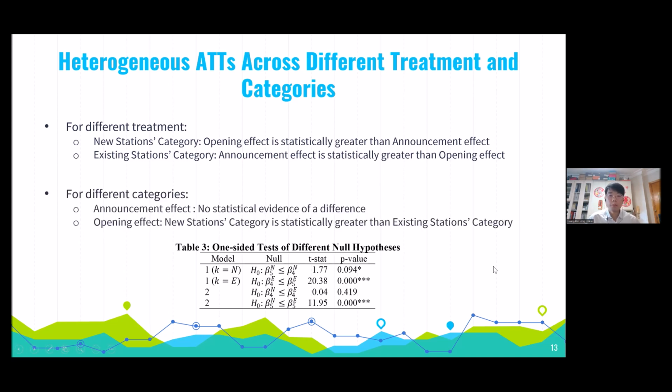Secondly, we also use model 2 to compare the effects across different categories. Although we cannot really conclude any evidence that there is a difference in the announcement effect for the two, we can see very strong evidence that the opening effect for the new station category is statistically greater than that of the existing station.